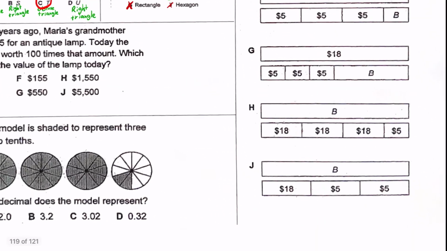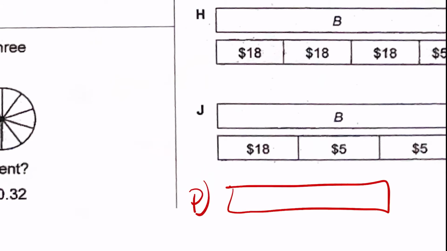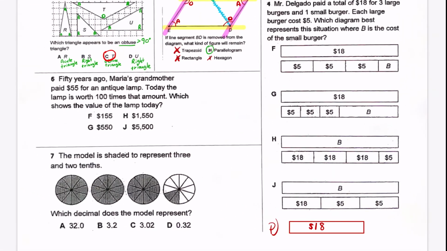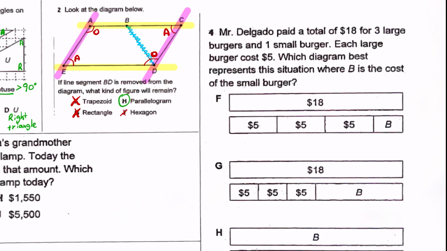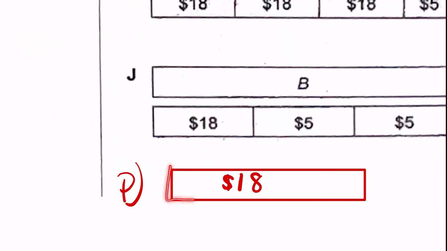Okay, so that means that if we create our own plan, that means we're going to do our own strip diagram. Our total is $18, right? We're paying a total of $18 for everything. That's what total means, right? For the total of 3 large burgers and 1 small burger. So this right here is going to include everything with the 3 large burgers and 1 small burger.